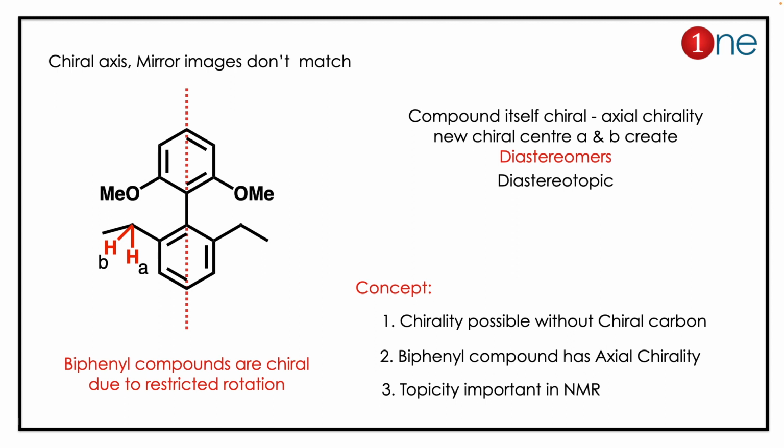Now we are exchanging A and B there. So there is one chiral center, and another one you are creating, which means it's a diastereomer. So there is axial chirality as well as a chiral center. Two chiral centers, not equivalent. So they are diastereotopic.